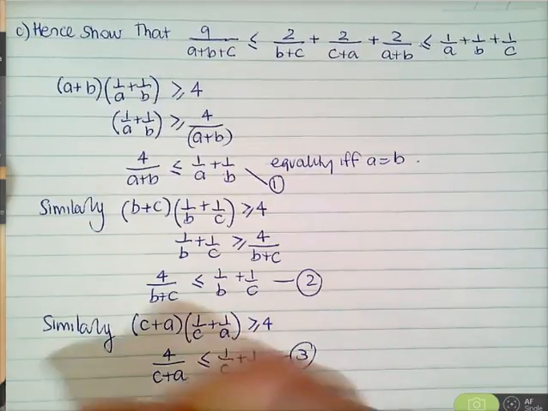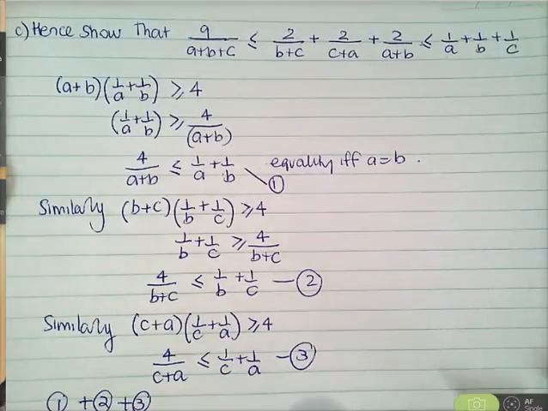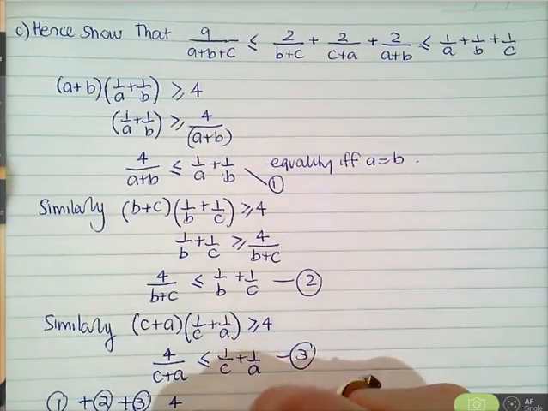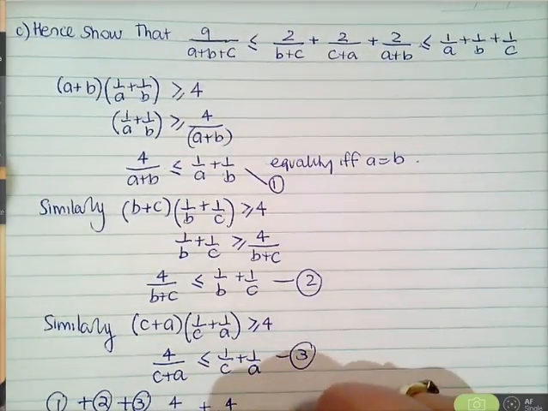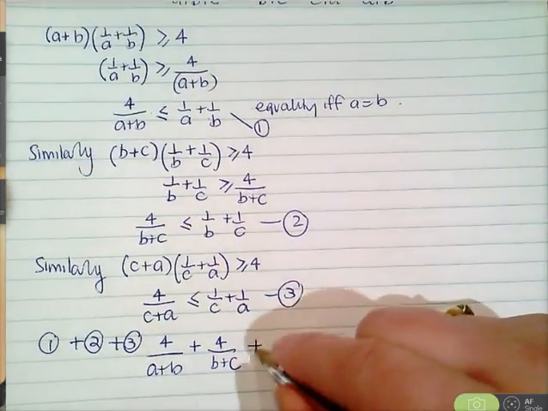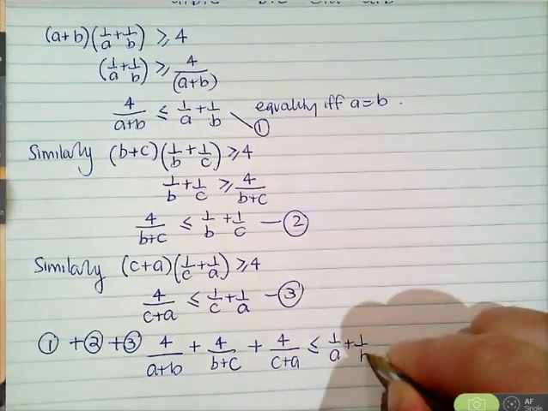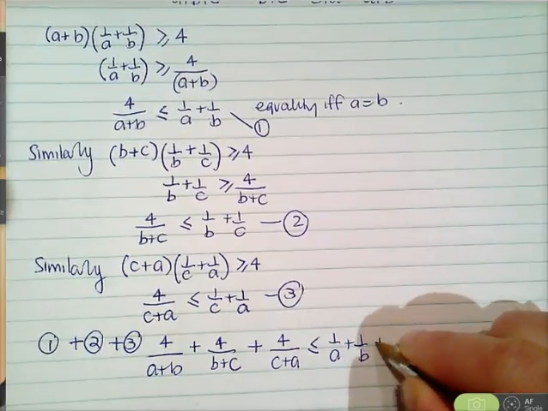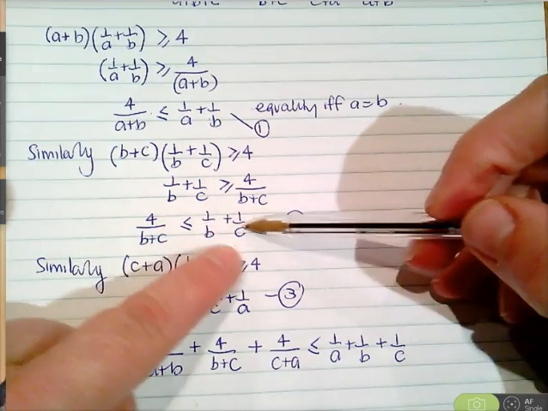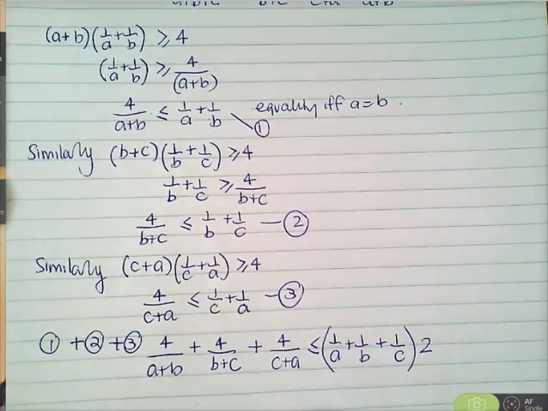This is equation 3. And now we're going to add these three equations, equations 1 plus 2 plus 3. Notice that all the inequality signs are the same way around. So we've got 4 over A plus B plus 4 over B plus C plus 4 over C plus A is less than or equal to 1 over A plus 1 over B plus 1 over B plus 1 over C plus 1 over C plus 1 over A. It's actually all of that times 2.